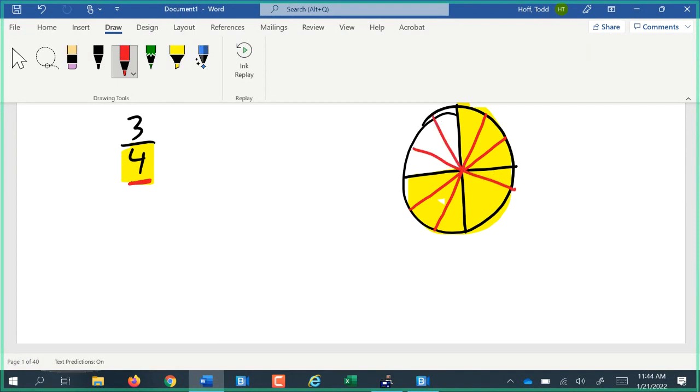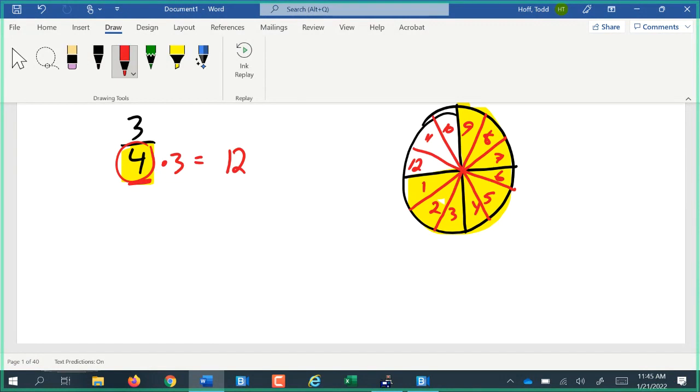That one's a little off, but not too terrible. So anyway, now instead of having 4 total slices, we have 1, 2, 3, 4, 5, 6, 7, 8, 9, 10, 11, 12 total slices. Now that makes sense because we had 4. Each of them got cut into 3 smaller pieces, so 4 times 3 makes 12.